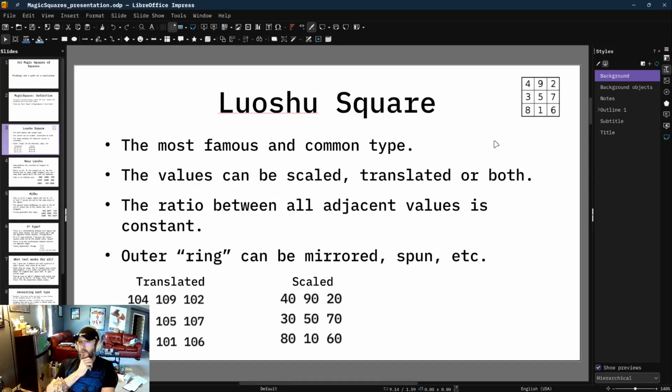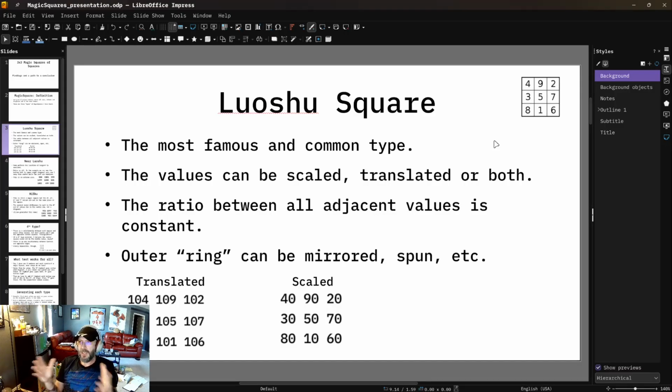We can see in the Loshu square the ratio between all adjacent values is a constant. So the ratio between 1 and 2, right? There's this distance of 1 in this case.